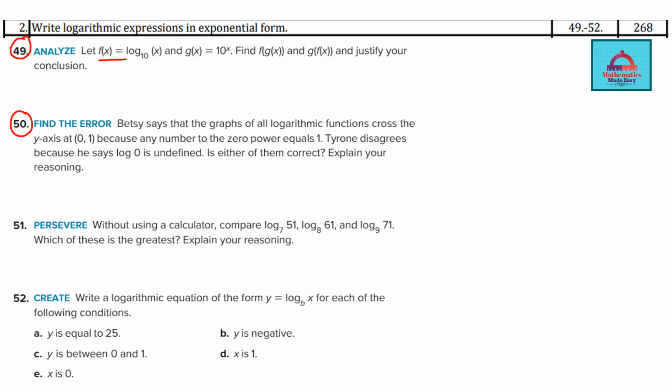So f(x) is this function defined as a log, g(x) is this function defined as an exponential. You need to find the two composite functions here and then you need to compare and contrast them and justify your conclusion. Basically you have to see what their value is, find them, and if you feel there is some relationship then you have to justify and explain that relationship. Let's do this question here. I hope I'm able to solve it in the space which is here for 49.